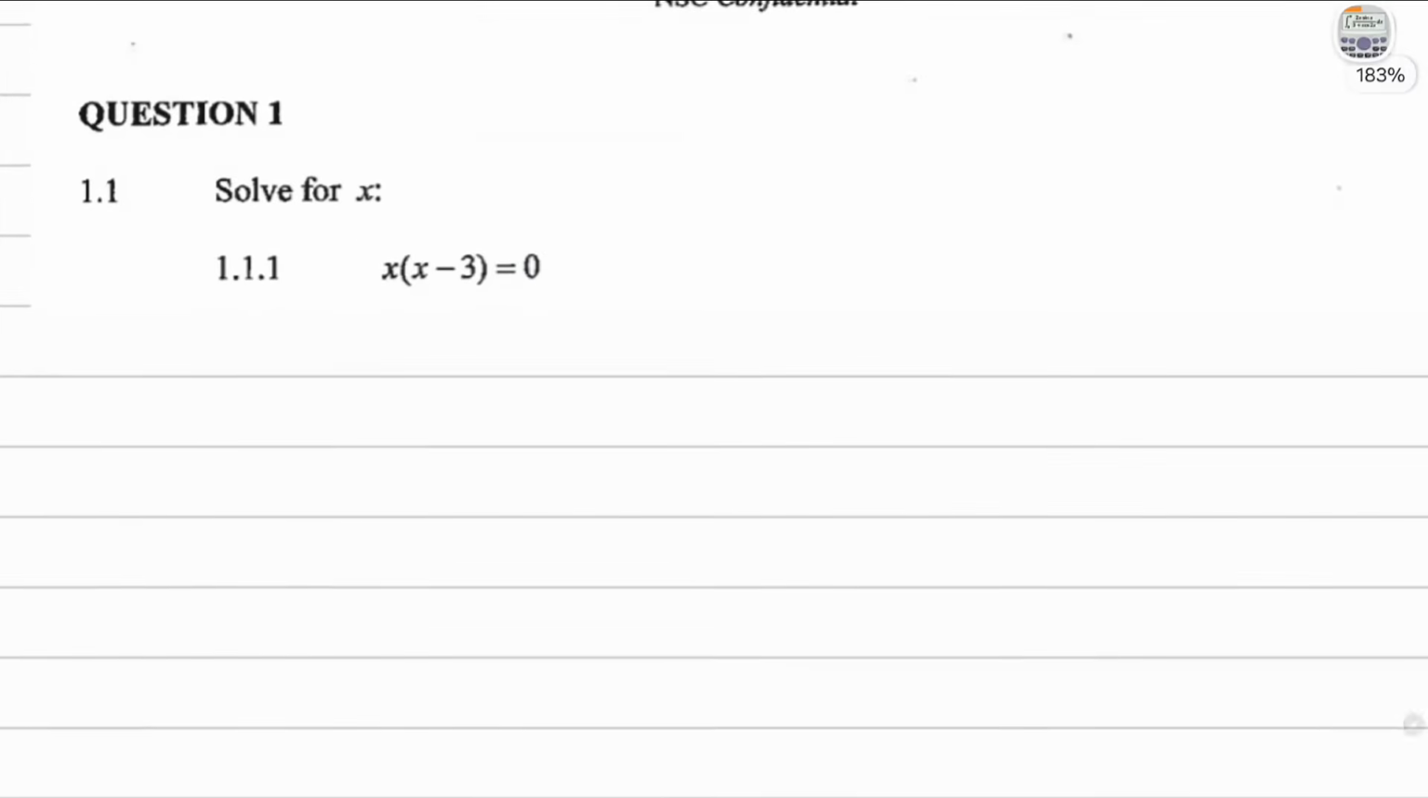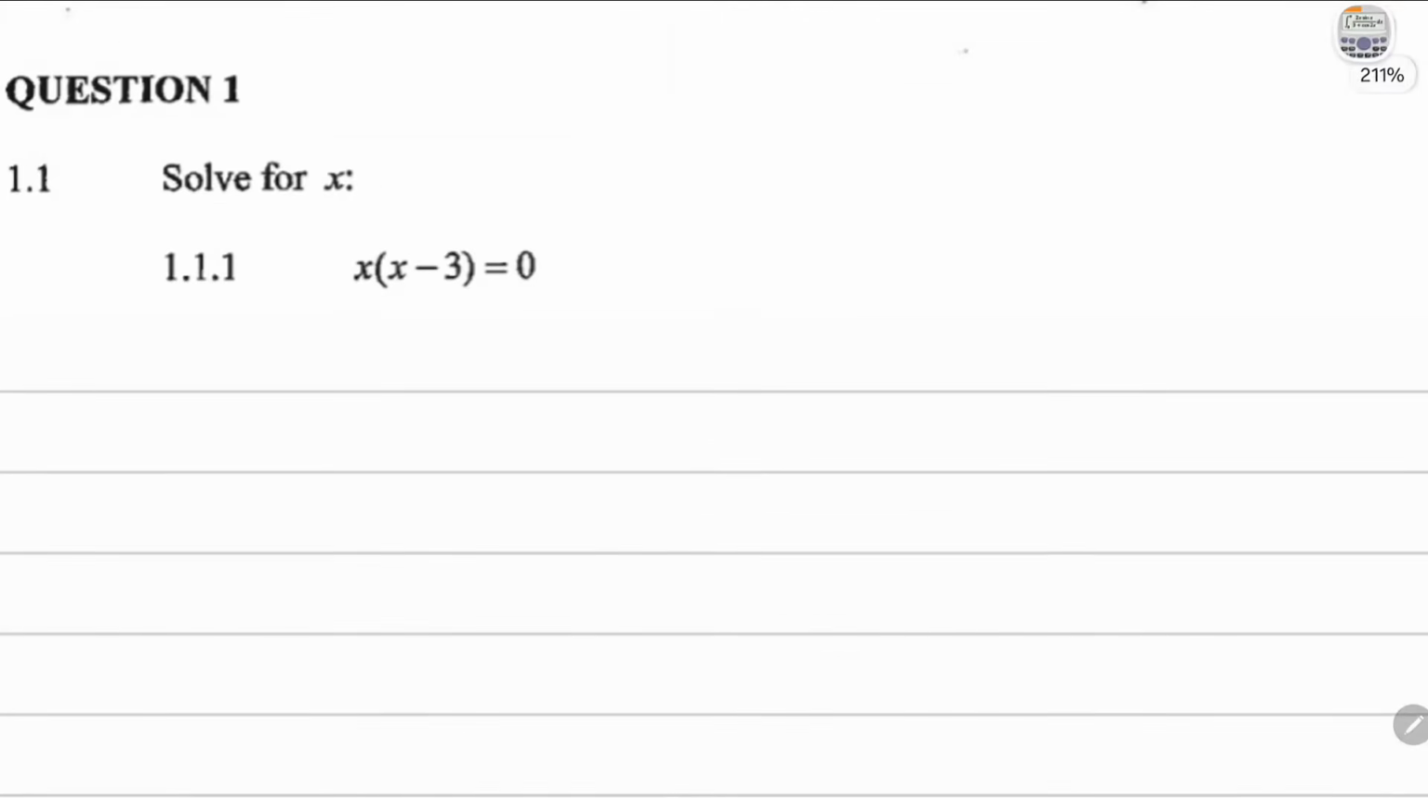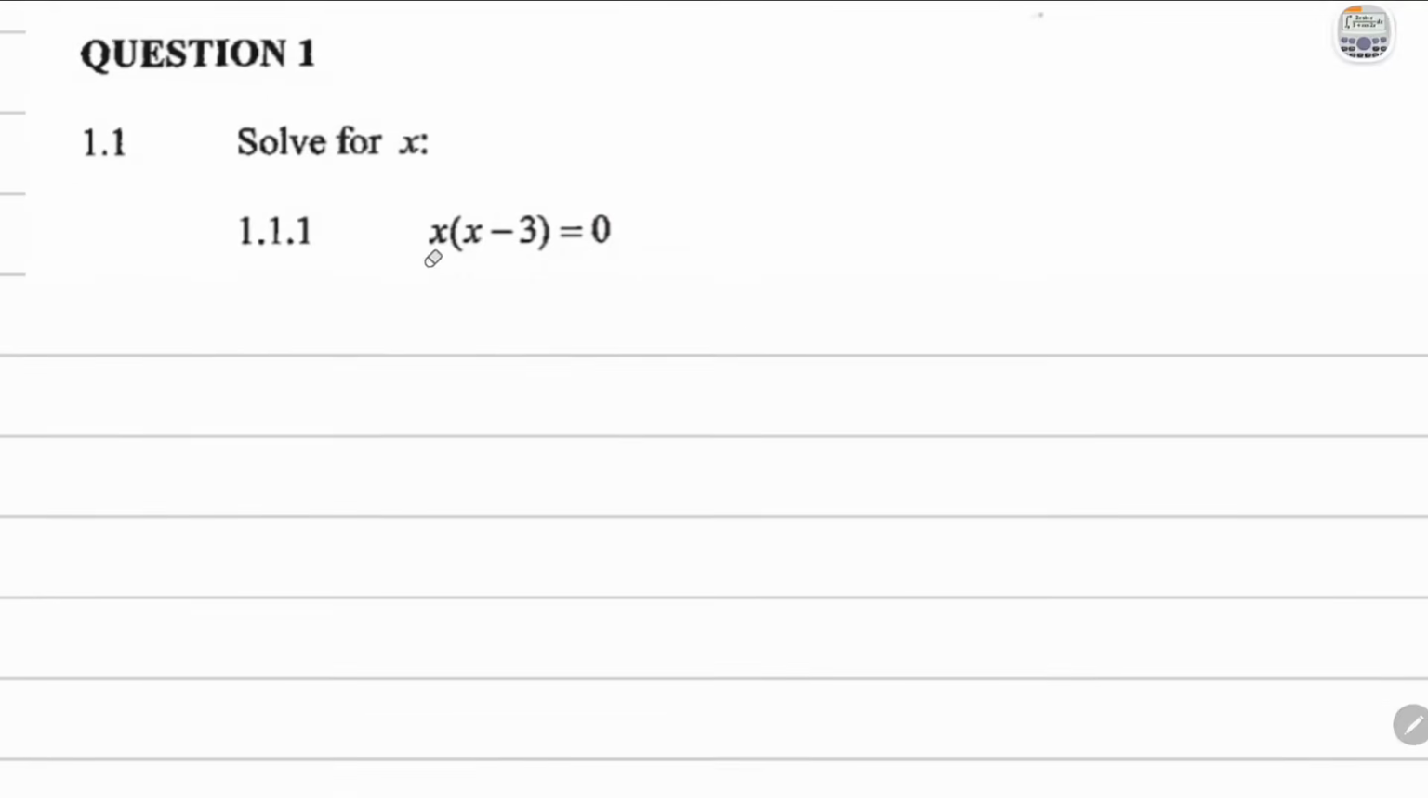So we start off with the first question in question 1, which tells us to solve for x if we are given this equation. As you can already see, one hand side is equal to 0. So we can go ahead and say the first factor, the first value that is being multiplied, is either equal to 0 or the second value, which is the x minus 3, is equal to 0.